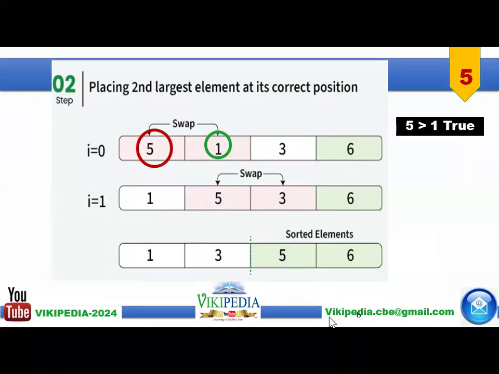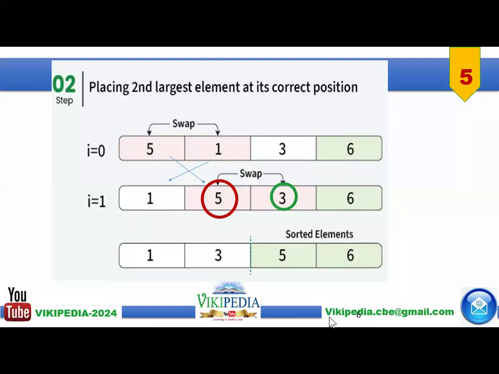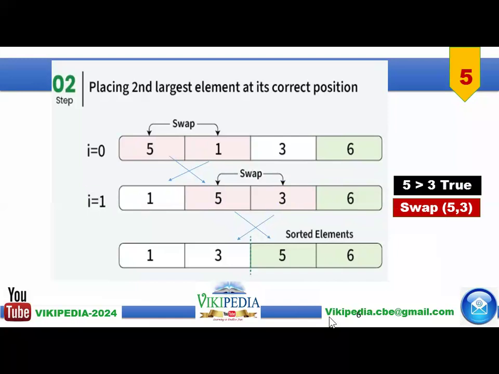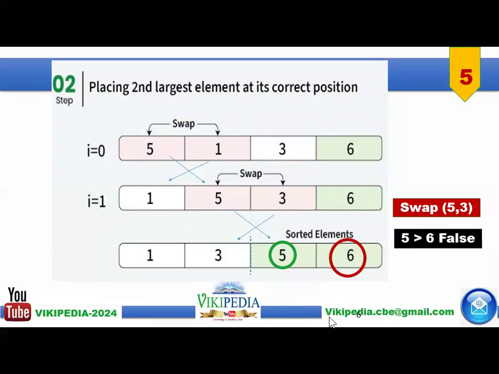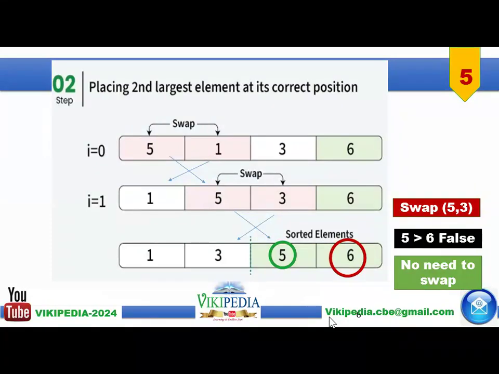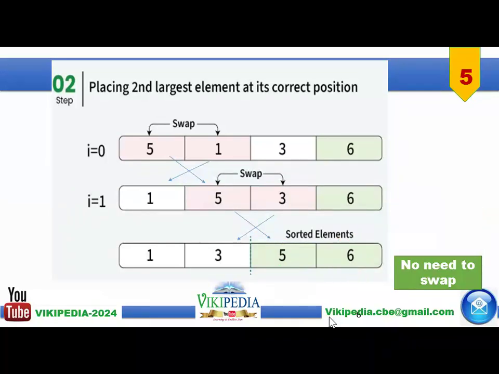So 5 greater than 1, true, swap it. Then after swapping, jump to the next neighbor locations. 5 and 3: 5 greater than 3 is true, so we have to swap it. Then we jump to the next neighbor elements. 5 greater than 6? Is it false? Yes, it is false, so no need for swapping. Now you look at it: at the end of the second step, we have two sorted elements arranged in the last two positions of your array. Now we are in step 3.